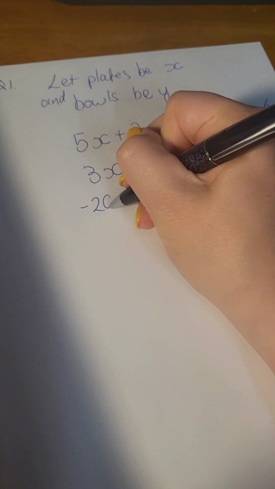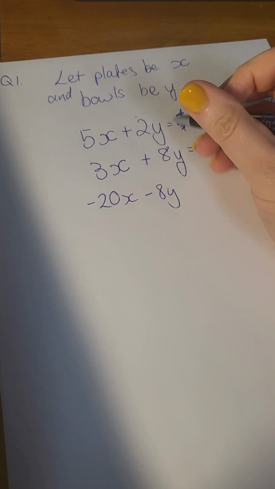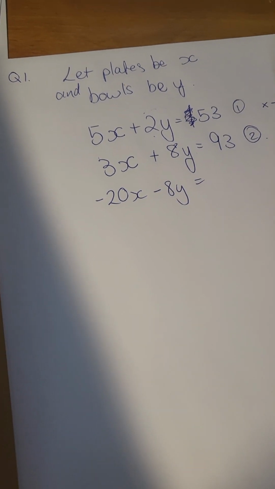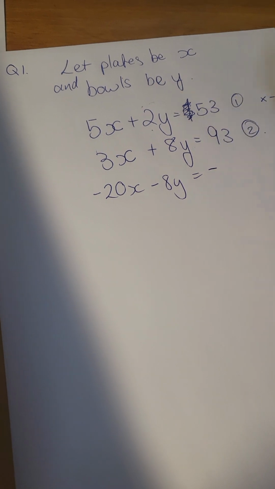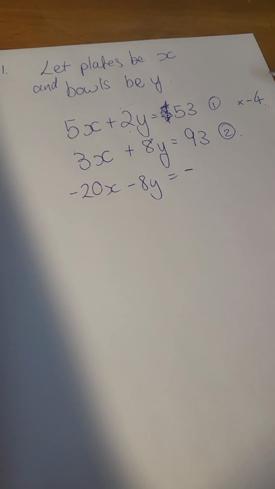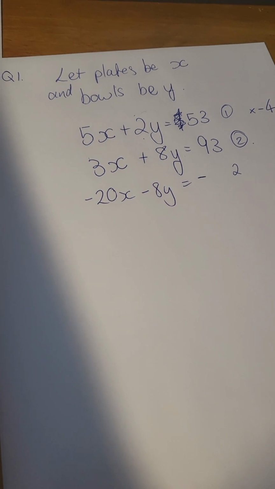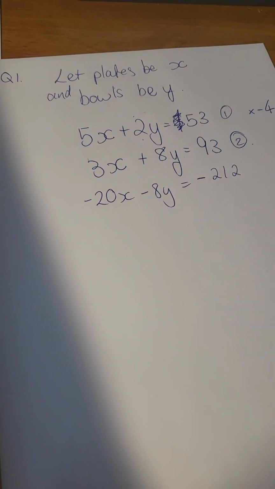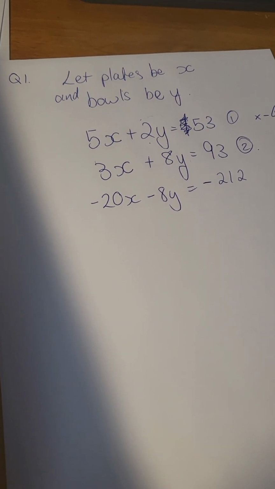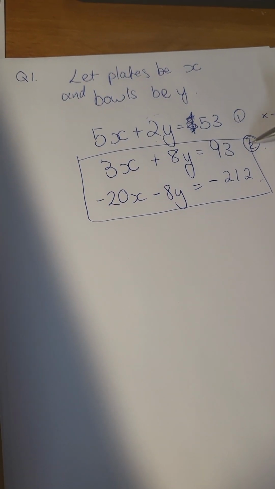So we end up with minus 20x, that's -4 times 5, minus 8y, -4 times 2y, equals 53 times -4. So we're going to end up with a negative, aren't we? And this is going to test my arithmetic at this time of night. 4 3s are 12, remainder 1. 5 4s are 20. So it should be -212. Okay, so we now have 2 equations. If we look at them here, we've got our new version of equation 1 and we've got equation 2.